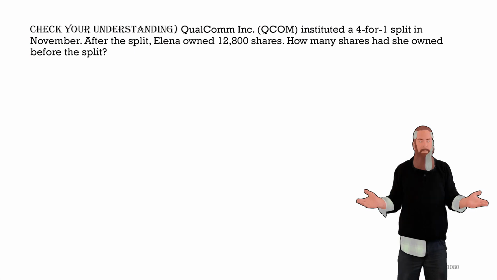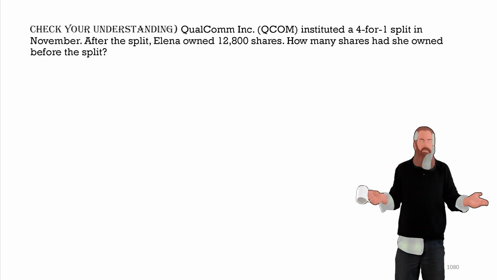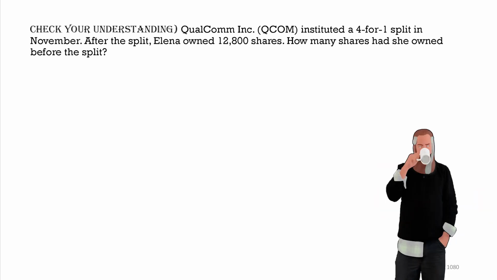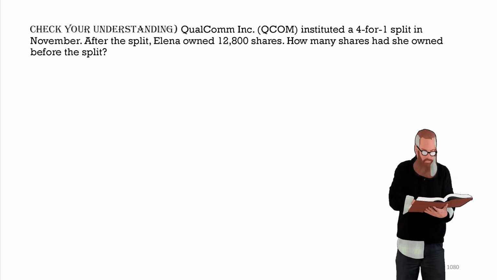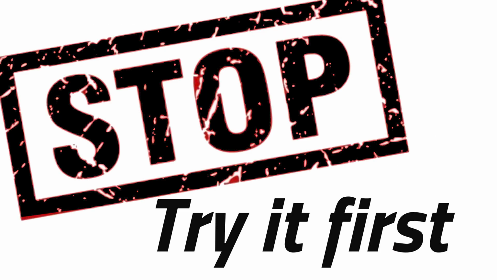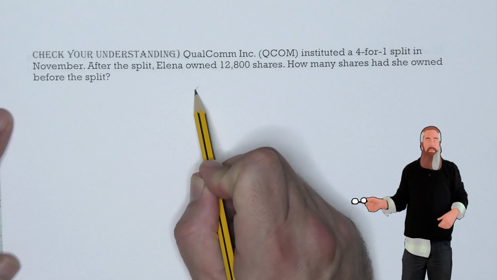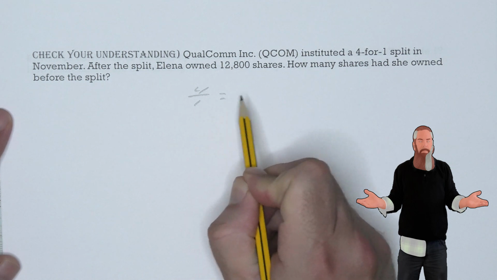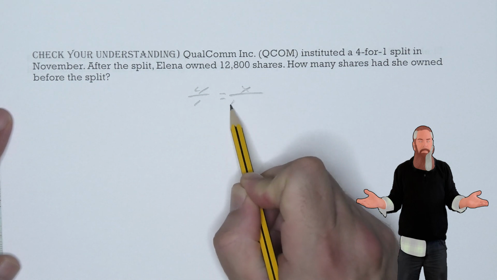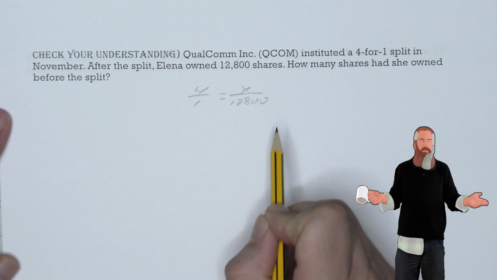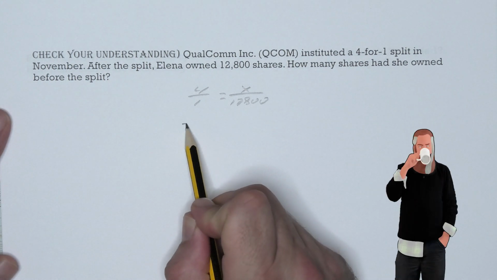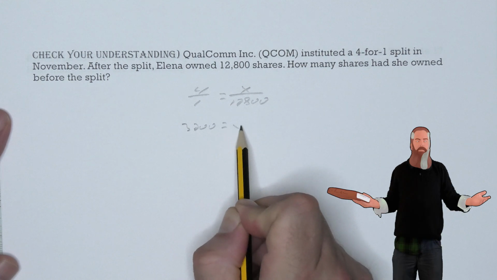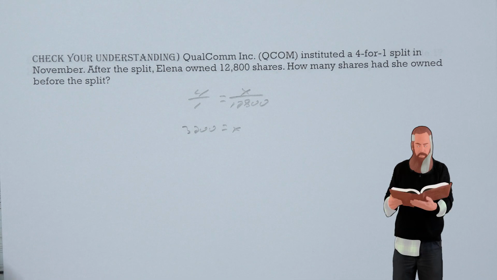Let's check our understanding of this. Qualcomm Inc. instituted a 4-for-1 split in November. After the split, Elena owned 12,800 shares. How many shares had she owned before the split? Well, if we do the same thing, but we do now 4 over 1, and this is going to be equal to X over 12,800. So when we divide 12,800 by 4, we're going to get 3,200. That's how many shares she had before the split.